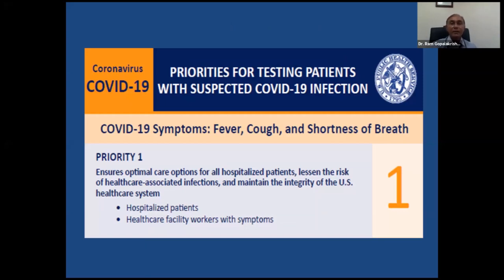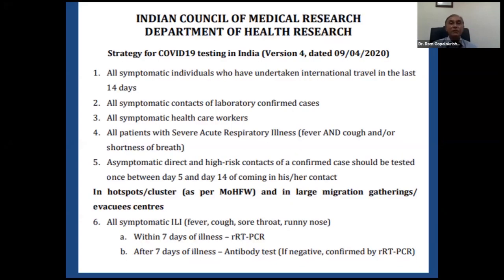Now the ICMR has come out with a revised version of COVID strategy in India, which was updated as recently as yesterday. The guidelines said test everybody who has been traveling abroad or anybody who's a contact of a confirmed case. They extended that to all symptomatic healthcare workers and to those with any severe acute respiratory illness who needs hospitalization, as well as contacts. Even if the contact is asymptomatic, after their incubation period of 5 days is over, you test them once.